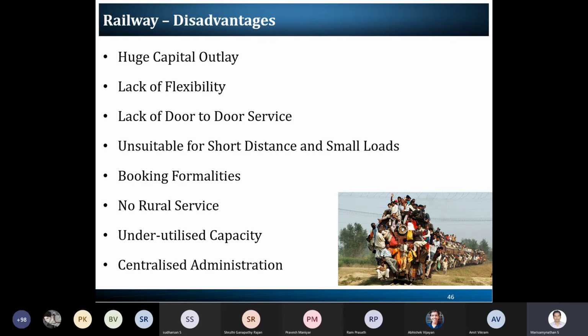Then there are a lot of booking formalities and terms and conditions with respect to the railway journey if you want to make it as a passenger. So these are the selected disadvantages when it comes to the railway facilities.